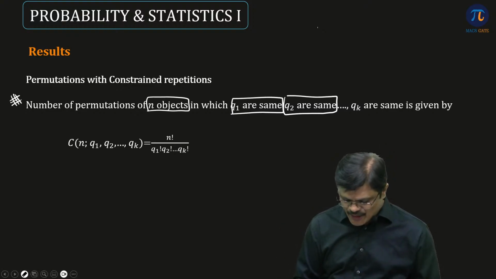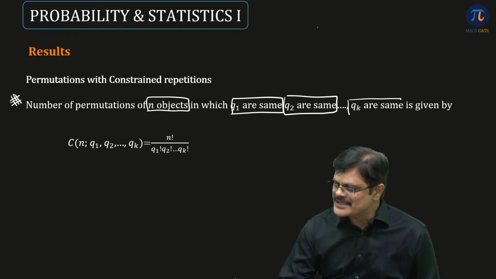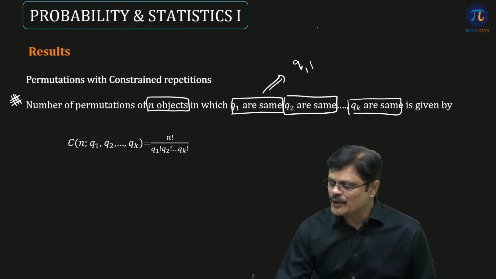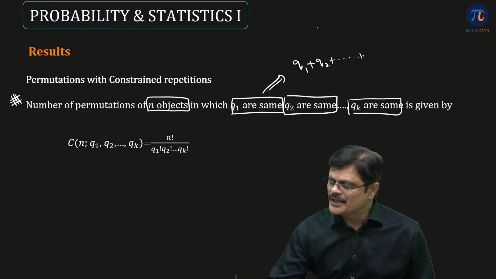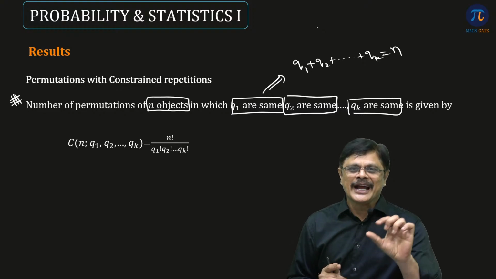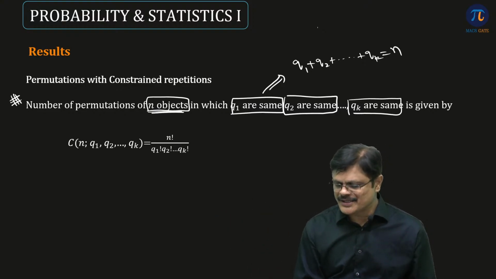So we are having n objects in which q1 are same, q2 are same, and so on, qk are same, where this is a very important point to be noted. q1 plus q2, of course I did not mention that, sorry for that, q1 plus q2 plus and so on, qk is equal to n. That is very important, because if you add, you should get the total number of objects.